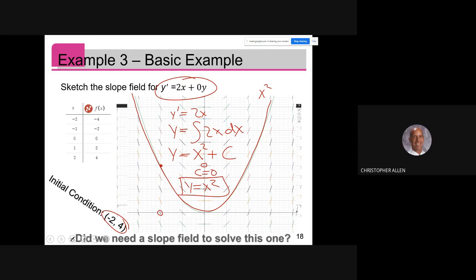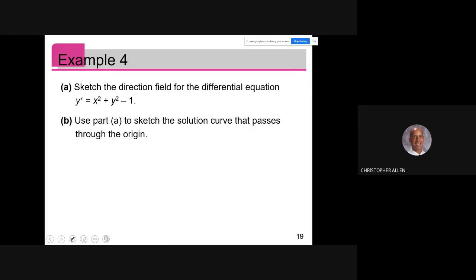By the way, did we need a slope field to solve this one? The answer was no. You guys know how to integrate this. That's not a problem. So this was one where we didn't need a slope field. Now let's do one where you do need a slope field. Can you guys integrate x squared plus y squared minus 1? You cannot. So if I said, hey, I want you to figure out a solution for that differential equation, you'd have to say, Mr. Arm, I can't do it.